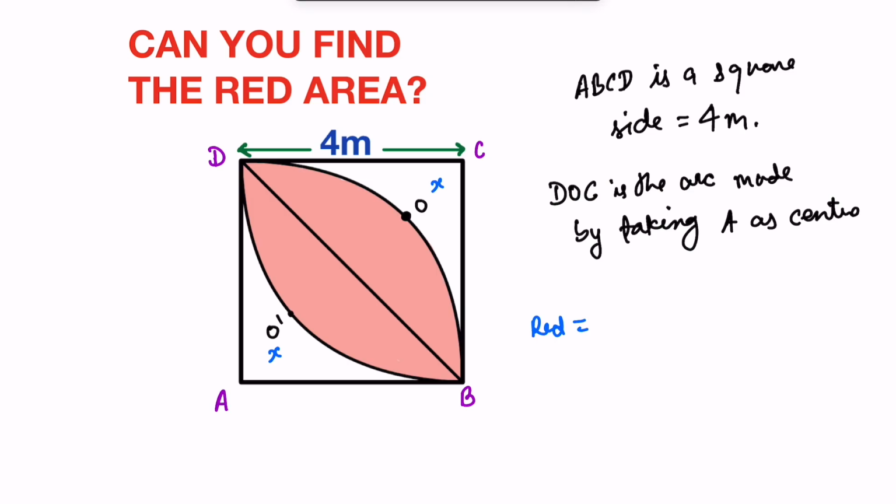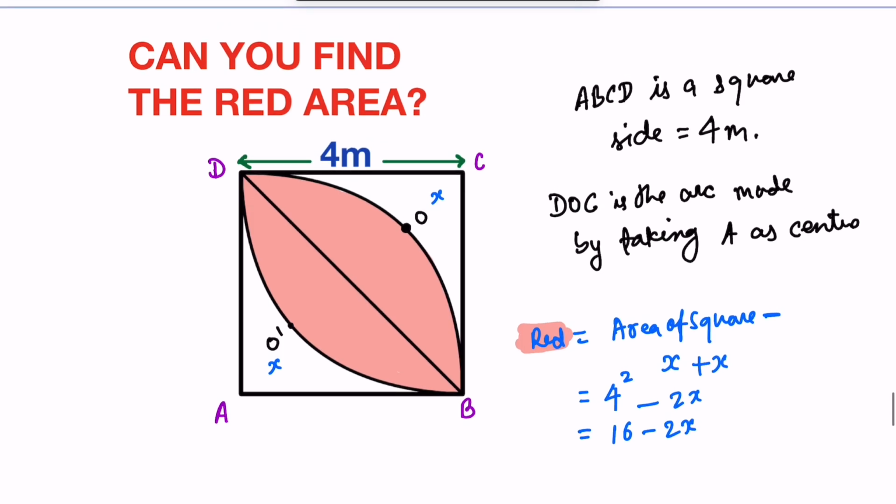So red area is area of square minus area of X plus X. This is the area we want to find. This is the red area. The area of square minus area of this X region. So area of square is 4 square, side square, minus 2x. That means this is 16 minus 2x.